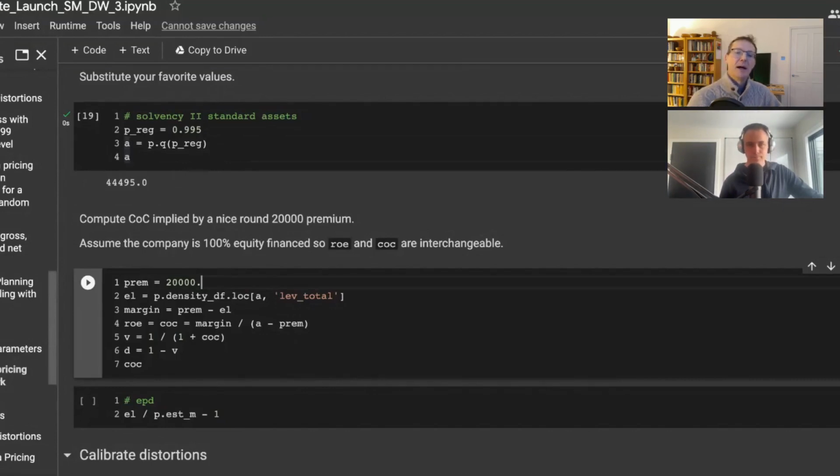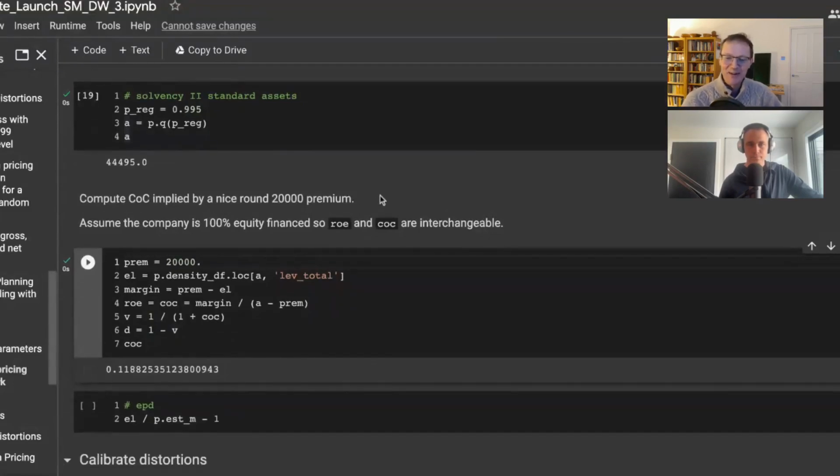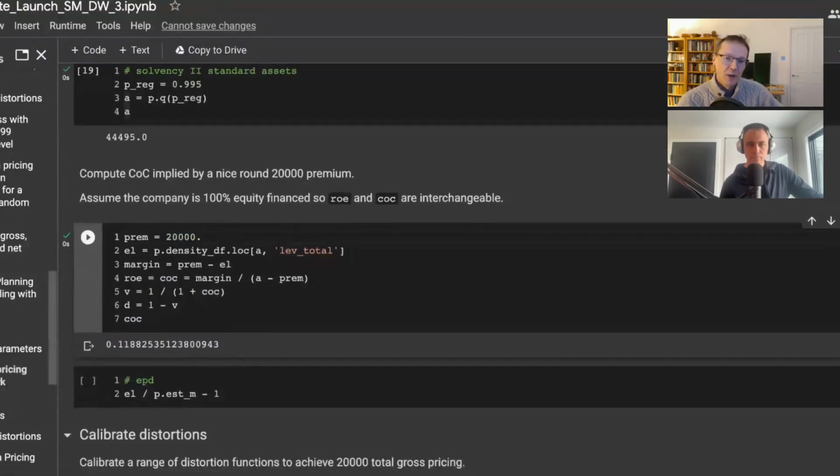I am not pricing to a 15% return here, am I? I'm going to price to a lower return, to a $20,000 premium, right? That's what the market rate for this is. So let's back into what return we can get with the capital standard we've got with a 20,000 unit premium.